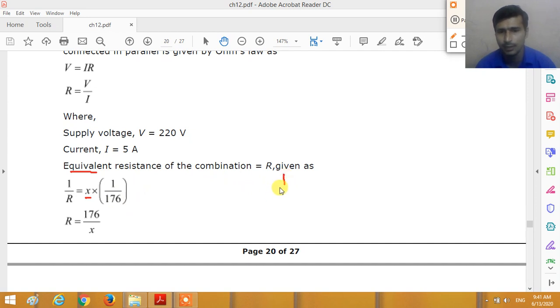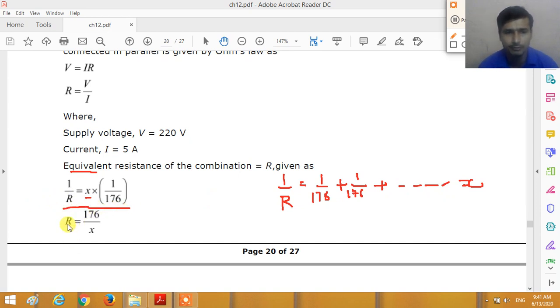So we calculate the equivalent resistance like this: 1 by R is equal to 1 by 176 ohm plus 1 by 176 ohm plus 1 by 176 ohm, and so on up to x times. So the equivalent resistance is 1 by R equal to x times 1 divided by 176 ohm. So the equivalent resistance we obtain is R equal to 176 by x.